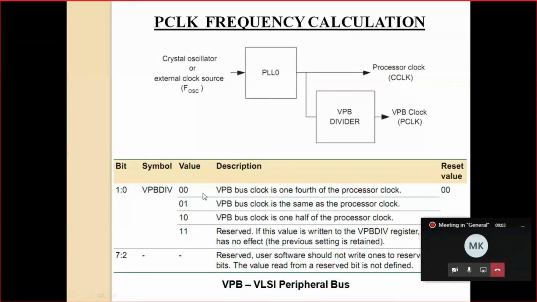Right. So only 3 configurations are possible for PCLK. PCLK can be either 1/4 of the processor clock, or it can be the same as the processor clock, or half of the processor clock. Processor clock is nothing but CCLK. So by default, PCLK will be configured with what value? Reset value is 00. So PCLK will be 1/4 of the processor clock by default.